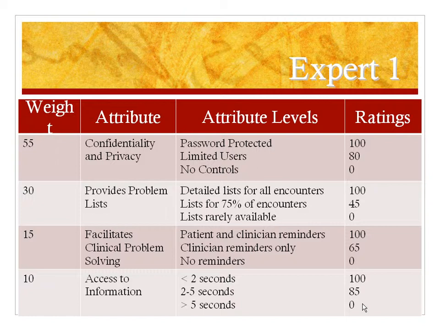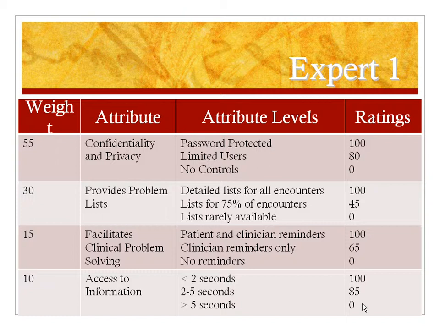The weight of 55 implies that this stakeholder found privacy to be the most important quality of an IT system, as opposed to access to local and remote information, which had a weight of 10. The attribute levels for privacy range from a score of 100, meaning password protected, to 0, which implies no controls.